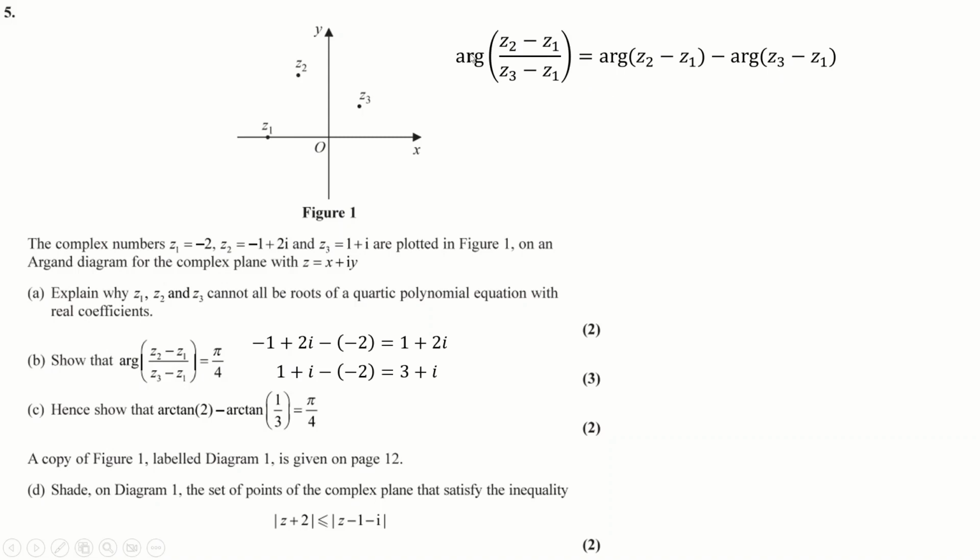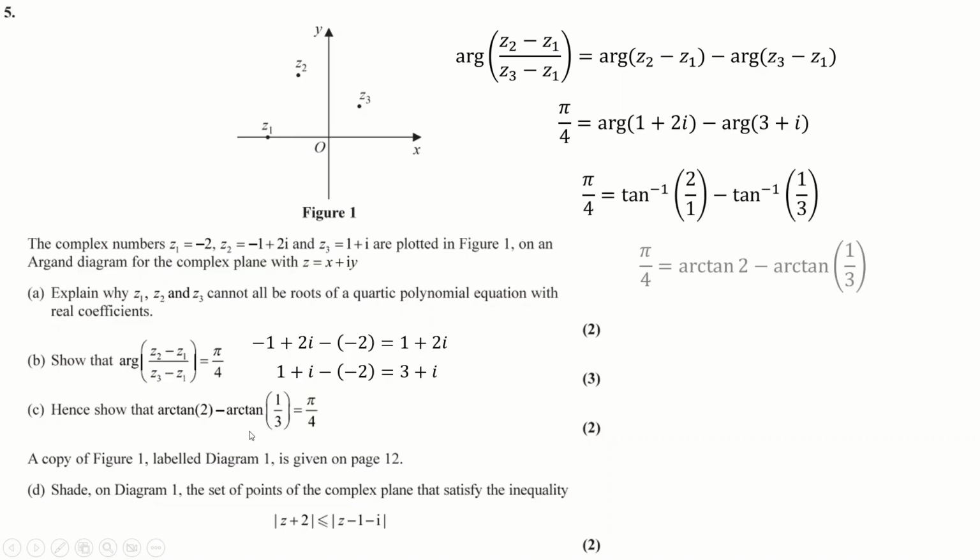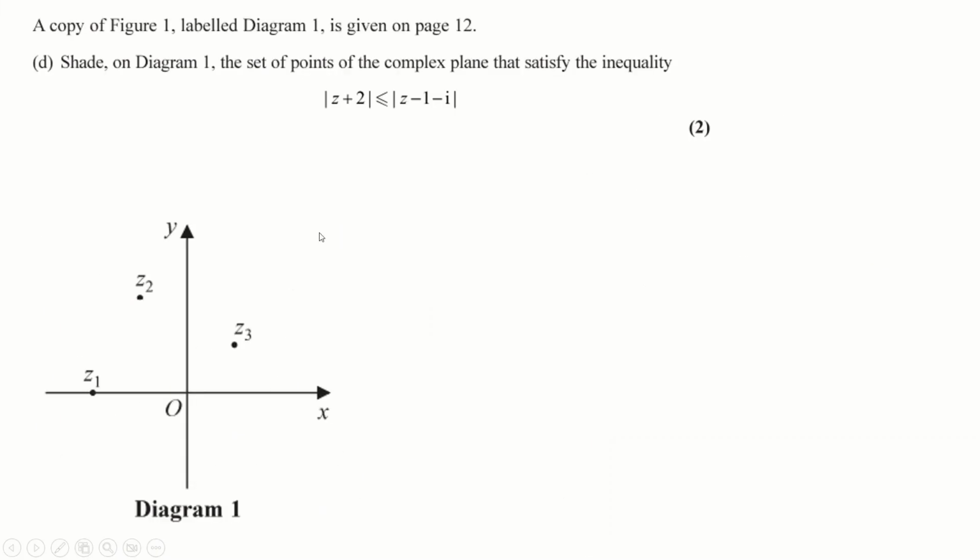So okay, but this we've just worked out as pi over 4. We can work out the argument of these two things very easily, right? Because that's tan inverse of 2 over 1 and tan inverse of 1 over 3. And we just immediately arrive at, they've written in terms of arctan, which I remembered to at the end, but we immediately arrive at what they wanted us to, which is good. Copy of figure 1, I think I moved on here, yeah. Copy of figure 1 labeled is here, good.